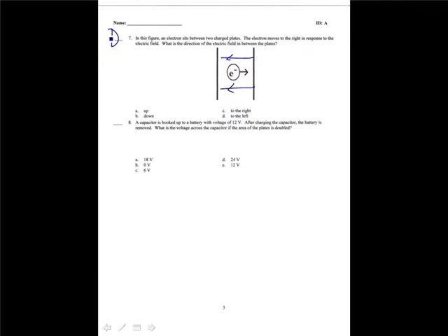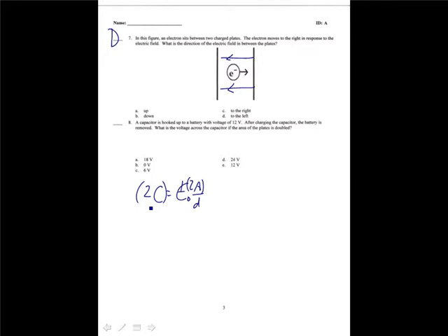A capacitor is hooked up to a battery with a voltage of 12 volts. After charging the capacitor, the battery is removed. What is the voltage across the capacitor if the area of the plates is doubled? Well, capacitance is equal to epsilon naught A over D. So if we double the area, that doubles the capacitance.